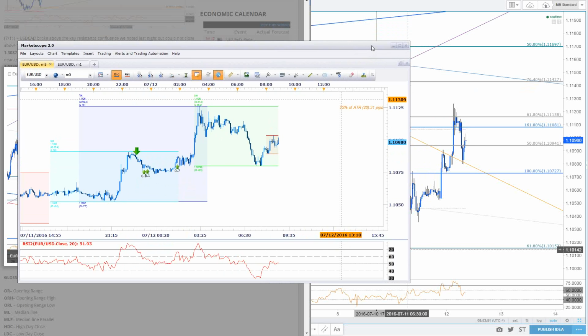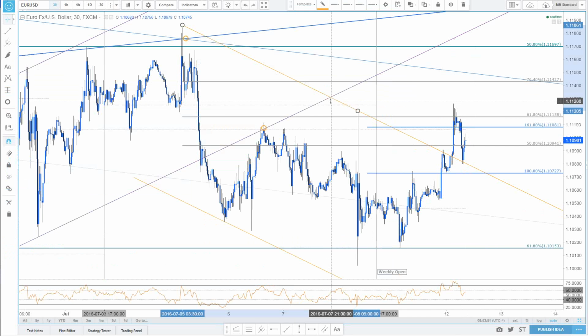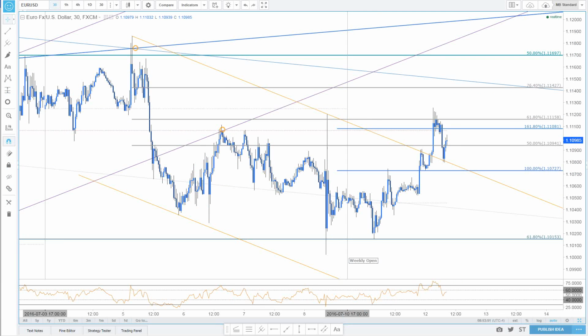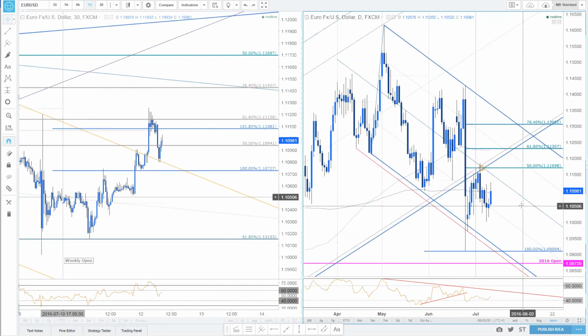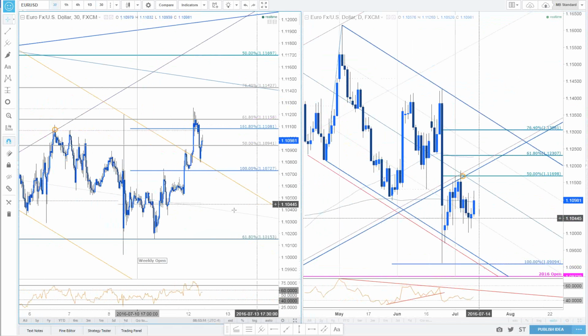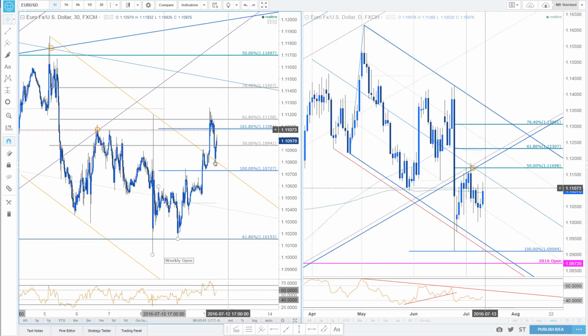But long story short, from here on the euro, you've tested former channel resistance as support. And for me, this is something interesting as well. I'm going to take a more benign approach on the euro heading into the US trade session today, just because of where we are both on the daily chart and the 30-minute chart. Remember, basic channel resistance, break, offered support, move higher.